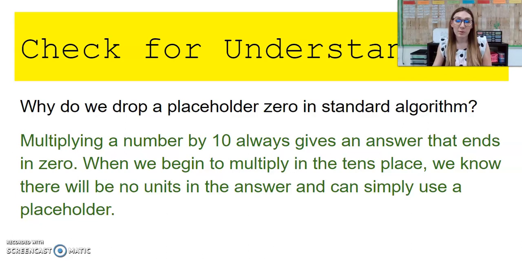Multiplying a number by 10 always gives us an answer that ends in 0. When we begin to multiply in the tens place, we know there will be no units in the answer and can simply use a placeholder 0.